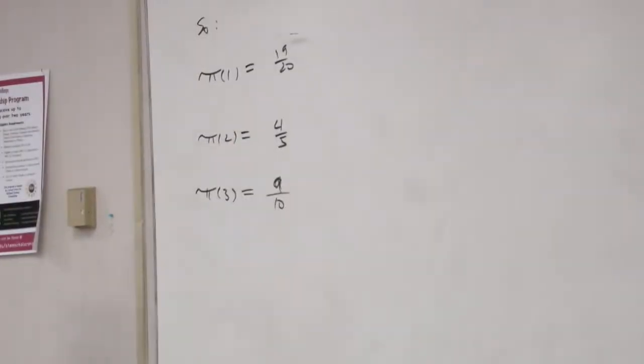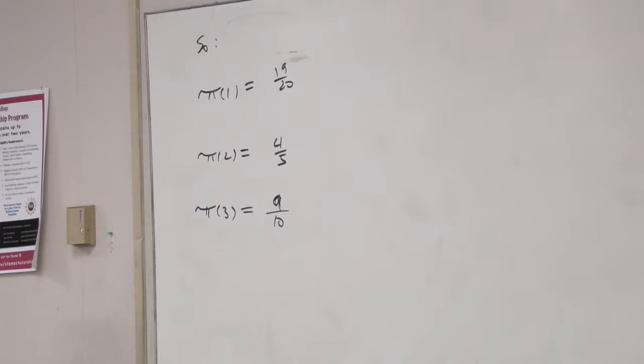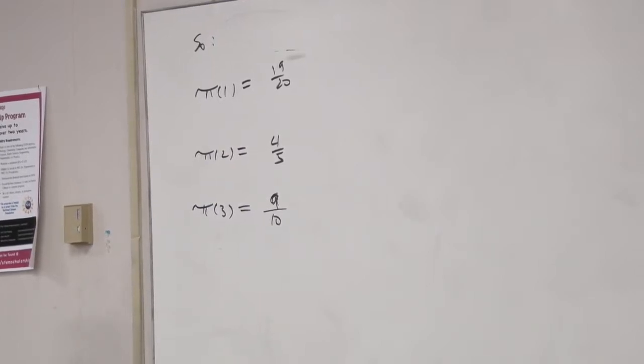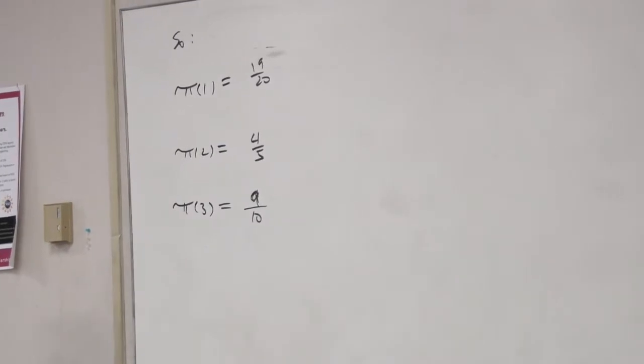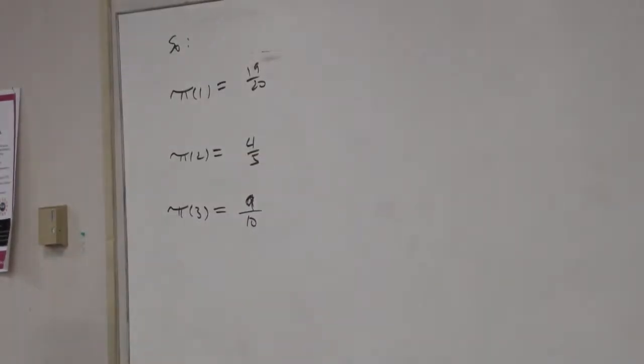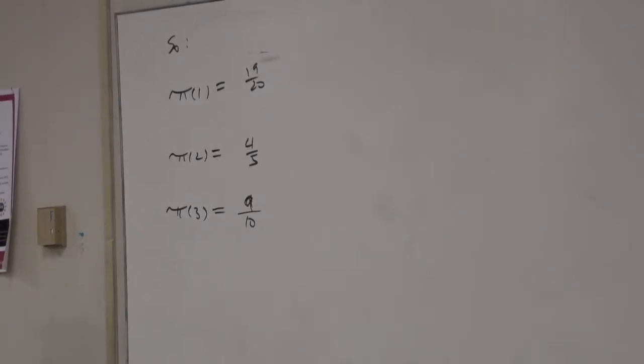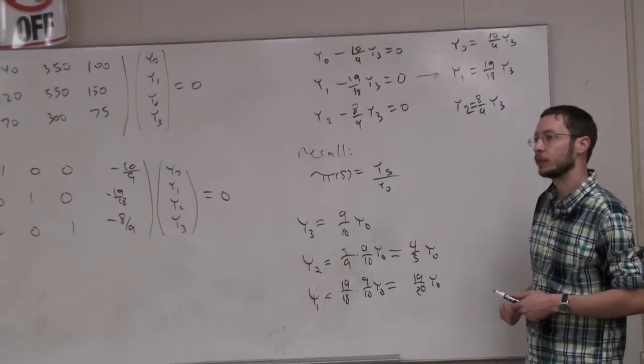Can you explain to me again how you get the pi's? Yeah, so pi of s just says take ys divided by y0. So, for example, y2 is 4/5 y0, and so when we divide by y0, we'll get the 4/5. Just basically using this one: y2 divided by y0, using the 4/5.